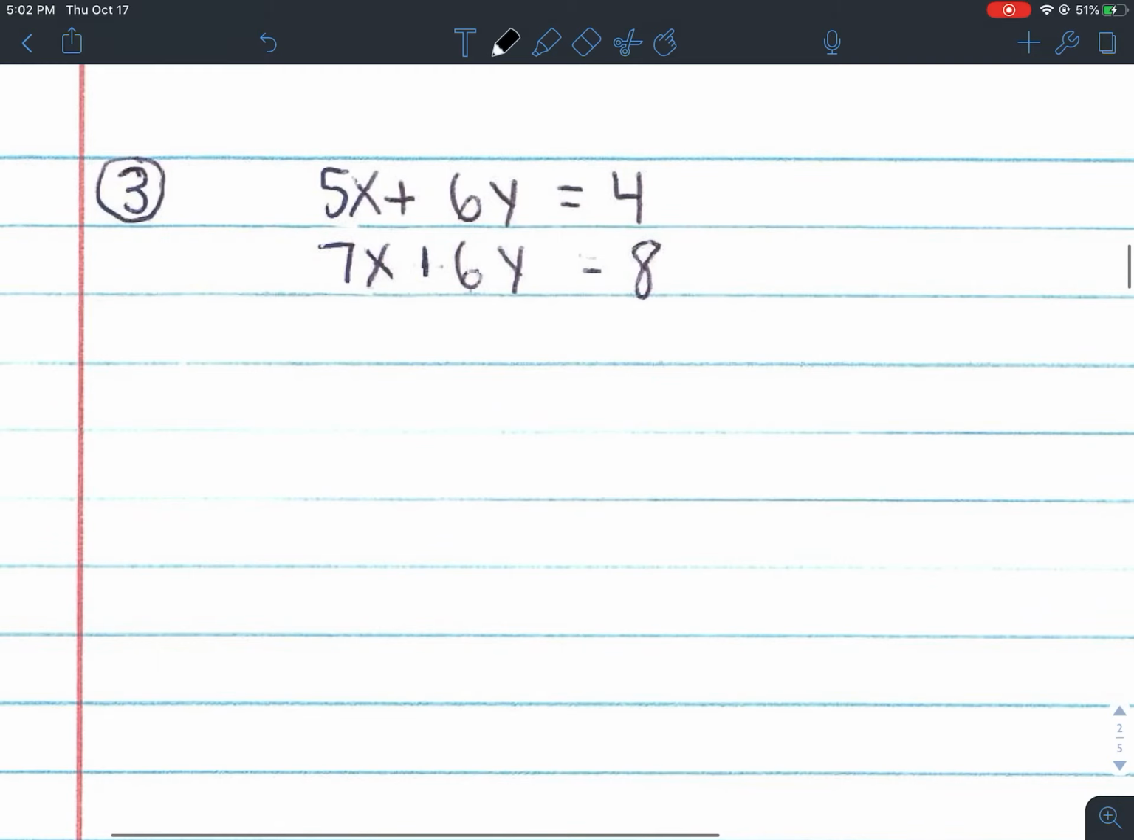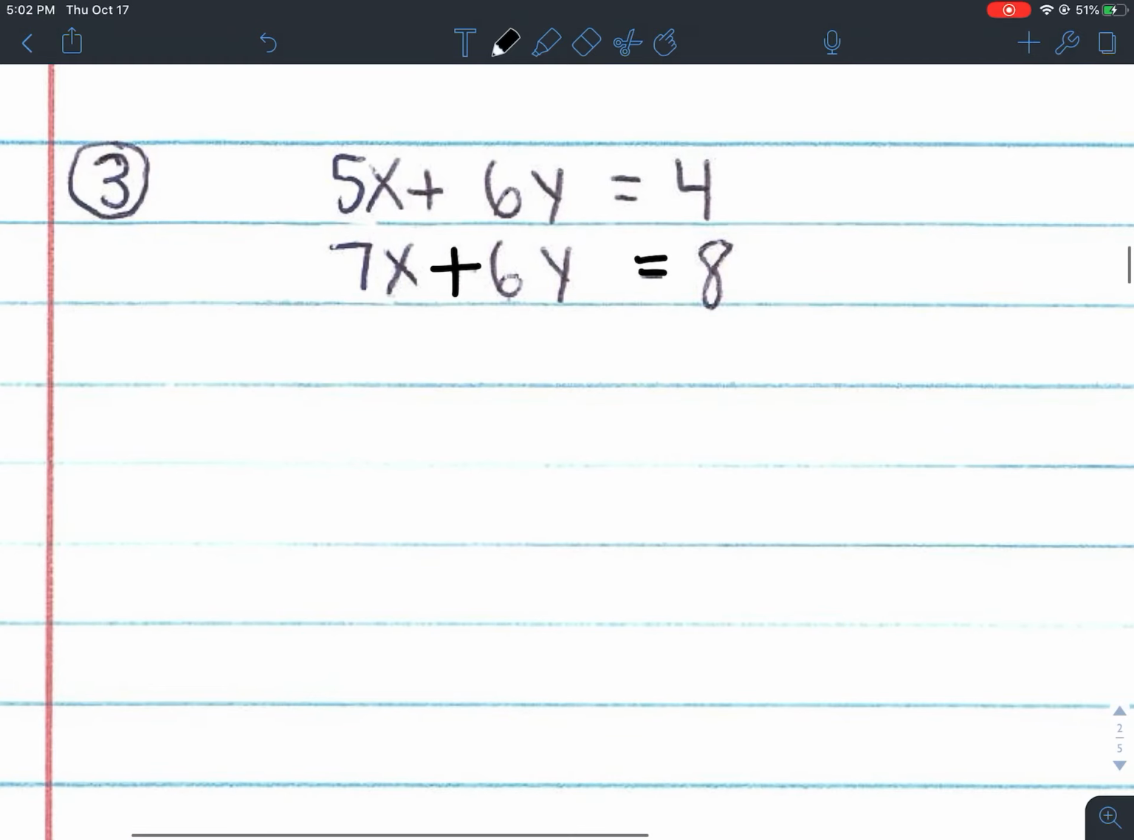Now, this is one of those where the printing was off, so make sure you're fixing it on your paper. This should be a plus sign, and this should be an equal sign. So we have 5x plus 6y equals 4, and 7x plus 6y equals 8. Okay. Now, before you draw your little addition table, you want to look and see, is there something here that I can eliminate really easily? Not really, right?